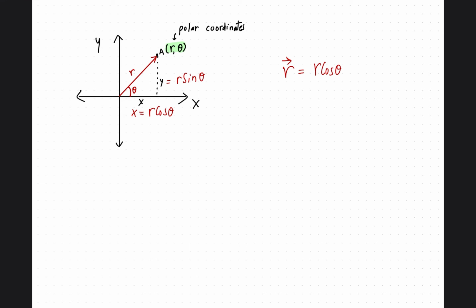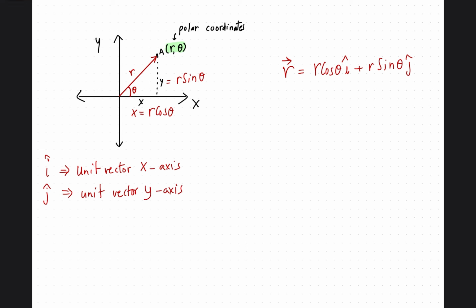So I can write r cosine theta, that's the x component of r vector, I cap, plus r sine theta, that's the y component of r vector, j cap. So first of all, I cap is the unit vector in the x-axis, j cap or j hat is the unit vector along the y-axis, and k cap is the unit vector along the z-axis.